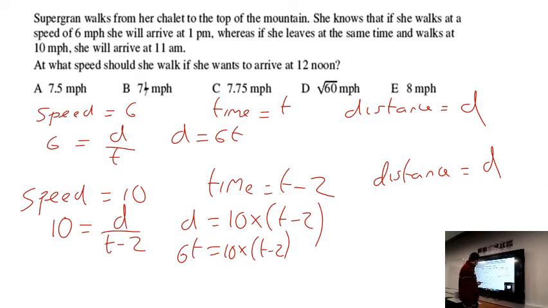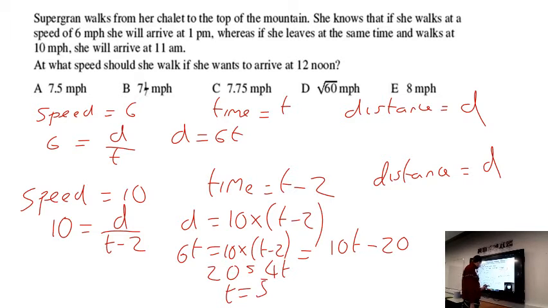So here we can expand this. So this is going to be 10t minus 20. Okay, and we want to solve this. So 6t is equal to 10t minus 20. So let's subtract 6t from both sides and add 20. So add 20 to both sides. We're going to have 20 is equal to 4t. So t is equal to 5.